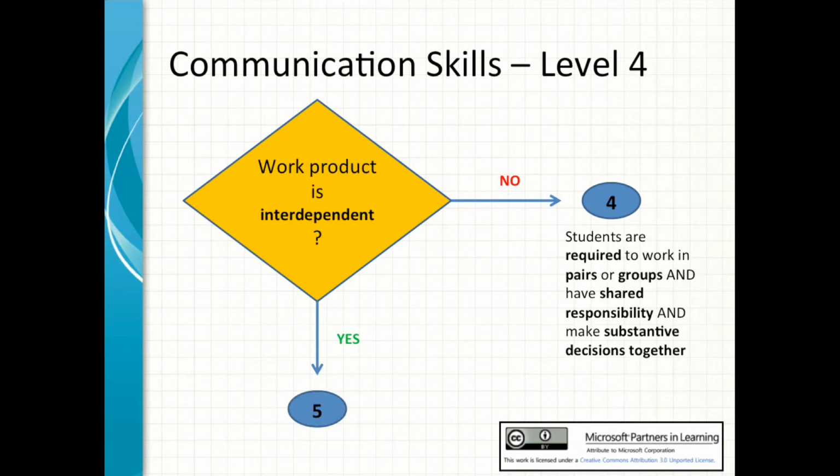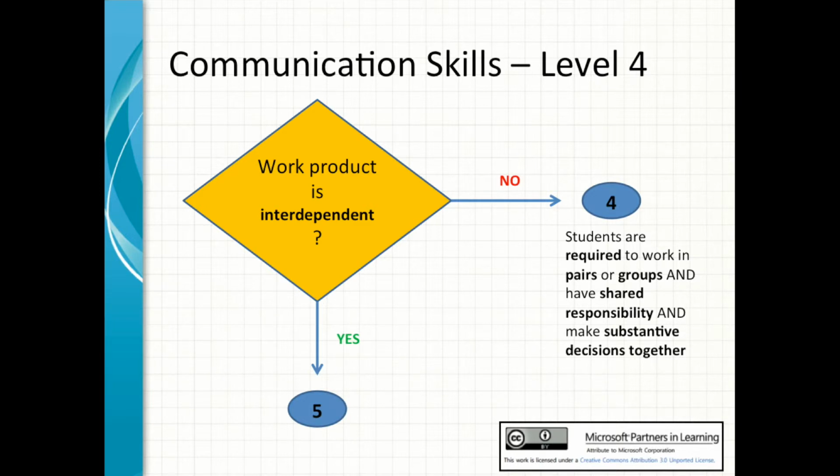We followed the arrow down because this was definitely so far a level 4 communication skills. They were working in pairs and groups, and they had shared responsibility, and they were making substantive decisions together. But the next question to see if this is the highest level of communication is, is the work product interdependent? In order for the work to be interdependent, it has to meet 3 conditions, and all 3.